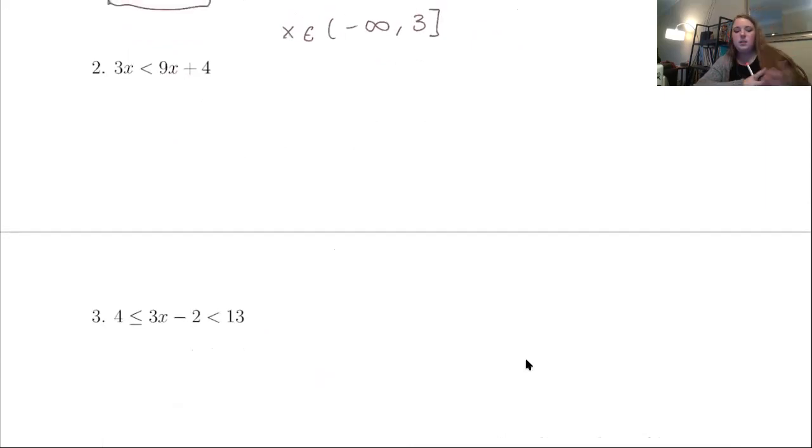So 3x is less than 9x plus 4. What should I do first? I can subtract 9x. Right, and then I'll get negative 6x is less than 4, right? And I'm going to divide by 6x.